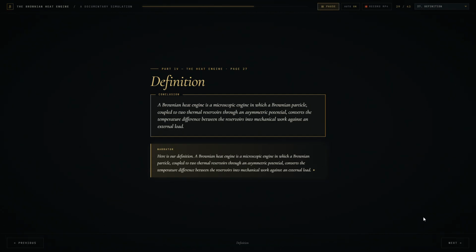Here is our definition. A Brownian heat engine is a microscopic engine in which a Brownian particle, coupled to two thermal reservoirs through an asymmetric potential, converts the temperature difference between the reservoirs into mechanical work against an external load.